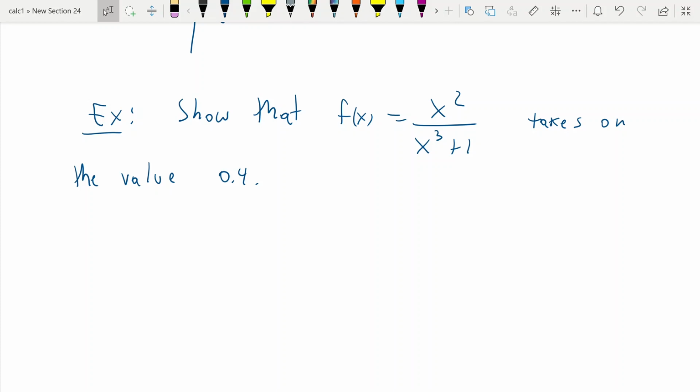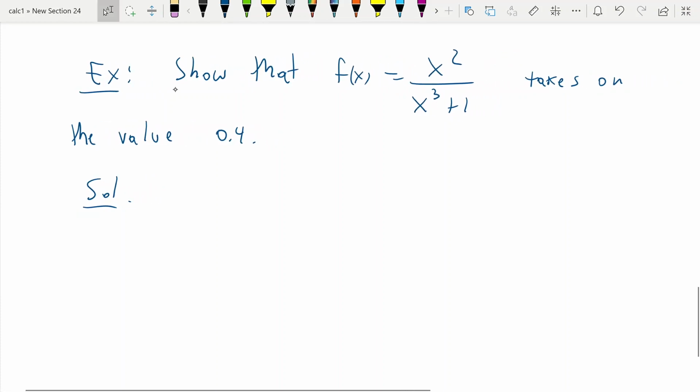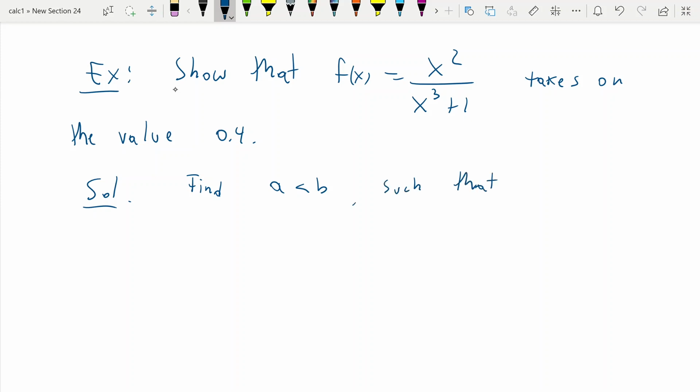So in this particular case, we're aiming for 0.4. So the idea here is to find a value a and b, with b greater than a, such that 0.4 is between f of a and f of b. So what are good candidates for a and b?